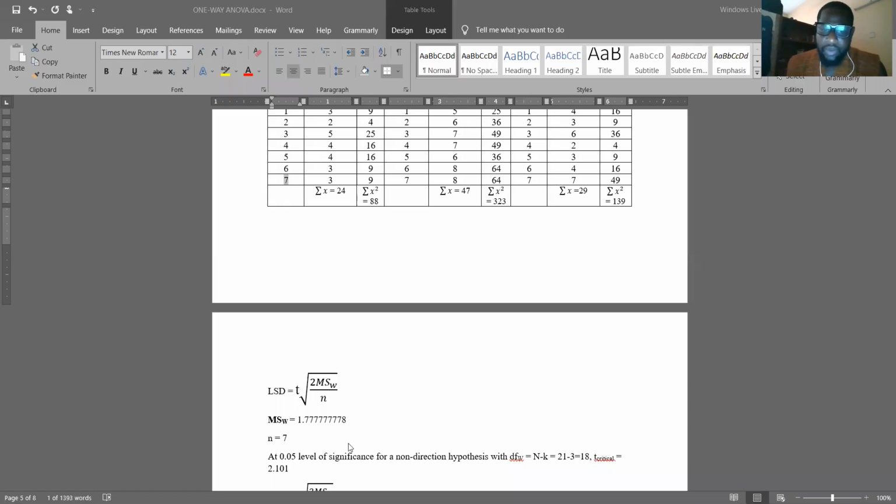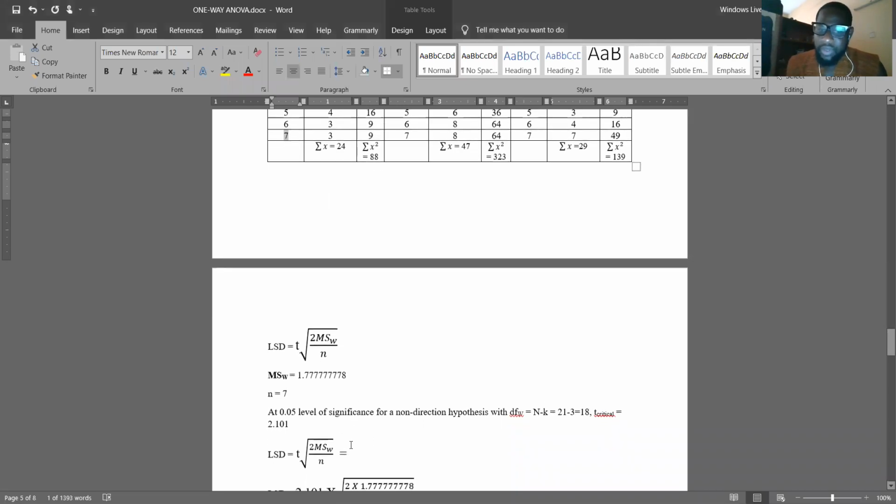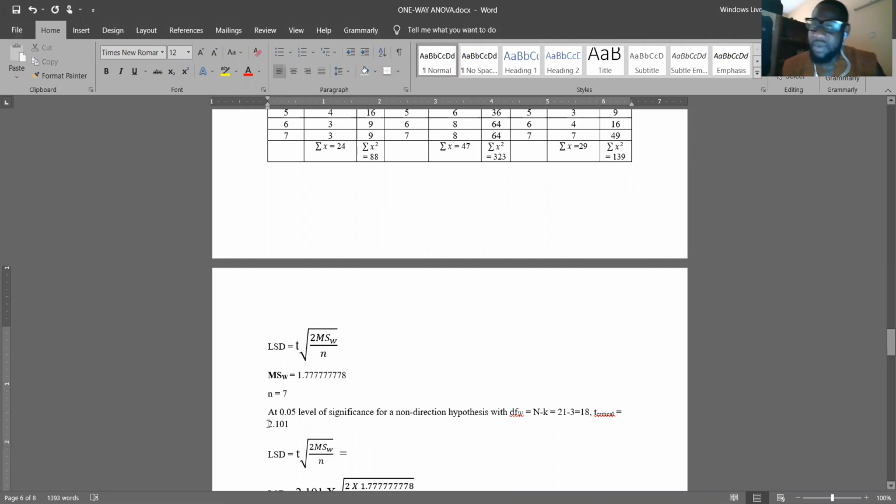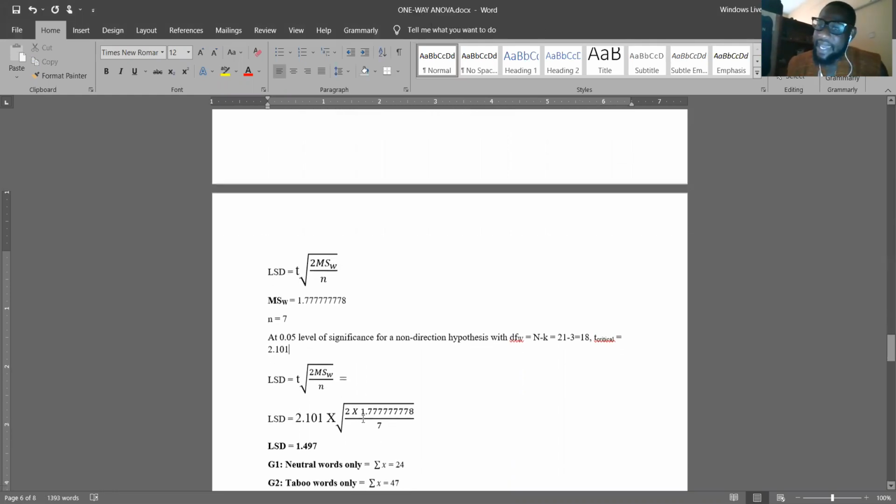So per what we have here, we're able to deduce that the T critical is 2.101. And that's the T value that we want for the LSD. So it means we know the T value to be 2.101, and we know our mean square value. We know the small n. Hence, we can easily substitute the values into the LSD formula.